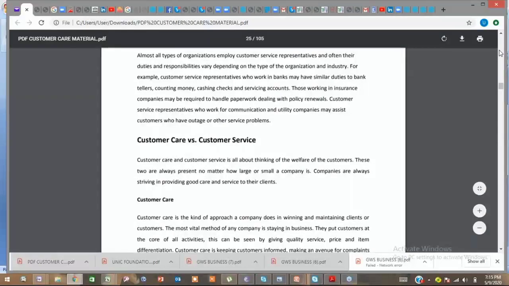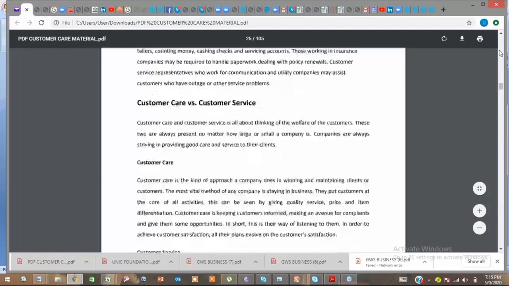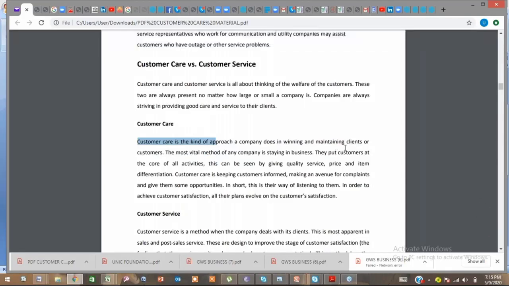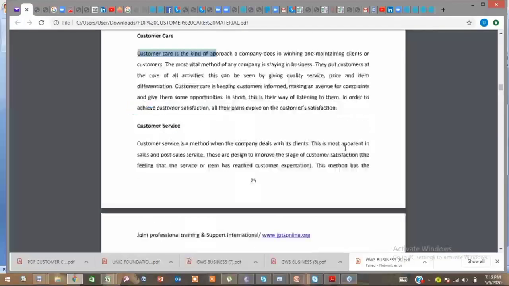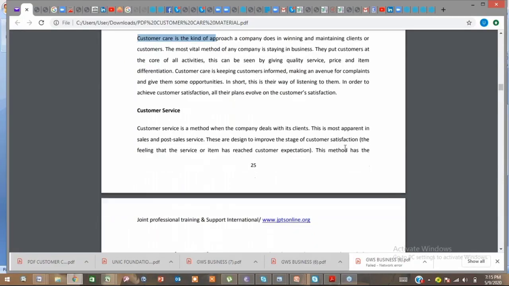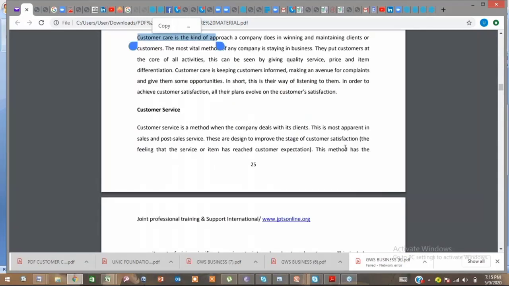Customer care versus customer service. Let's see the difference. Customer care is the kind of approach a company uses in winning and maintaining clients or customers. Customer care, the word care, service is different. Service is what amounts to what they do. Care is they want to intentionally win. They put the customer as the core of all these activities. Service is the method when a company deals with clients. It's like an operation.